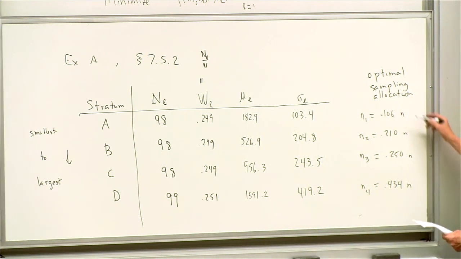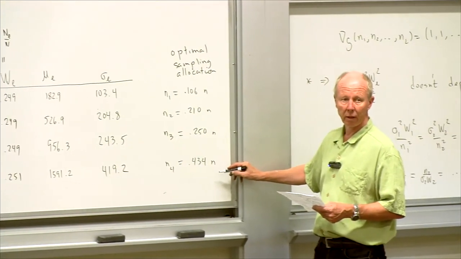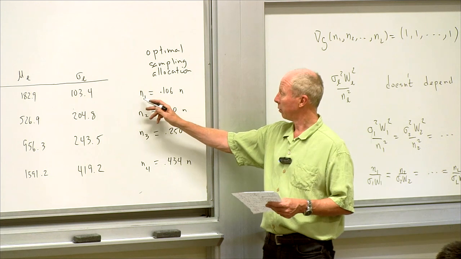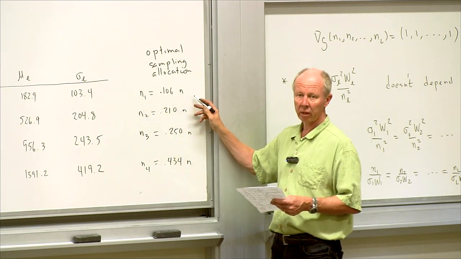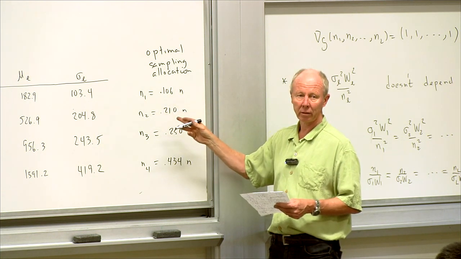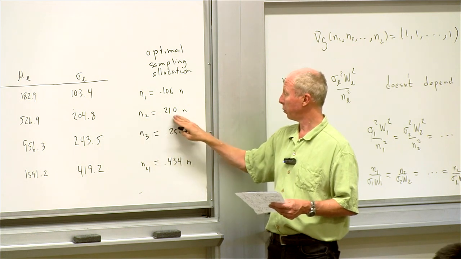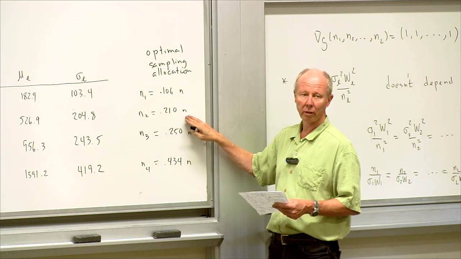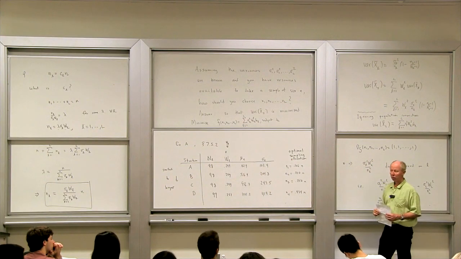Okay, so once you've decided what the sample size should be, the total sample size, the number you should take from strata 1 should be approximately 0.106 times that. Now this may not be an integer, but maybe you take the closest integer to that. This number taken from strata 2 should be 0.210 times the total number, etc. And this will minimize the variance.